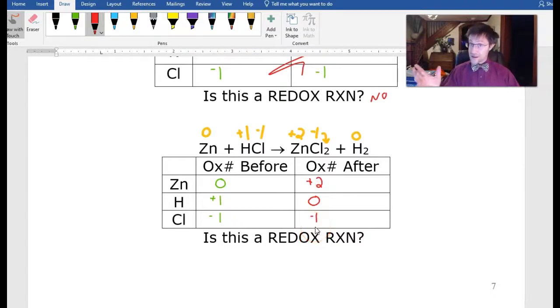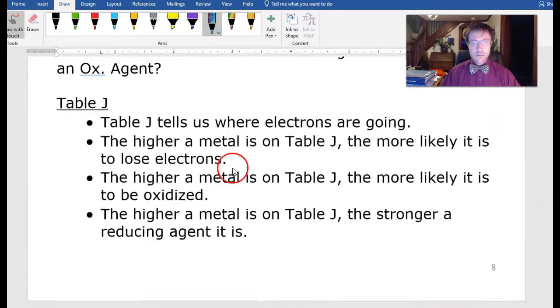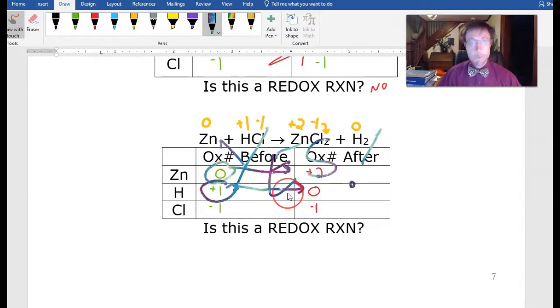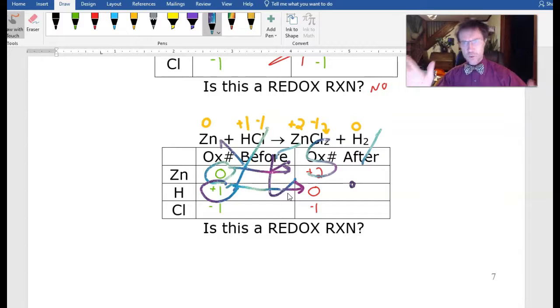Now, is this a redox reaction? You bet. Yes, yes, yes. Redox reaction. Look, there's a change here, and there's a change here. Boom, and look. I want to clue you in on a secret shortcut that I'm not supposed to tell you guys. I don't care about the Regents people anymore, do you? I sure don't.